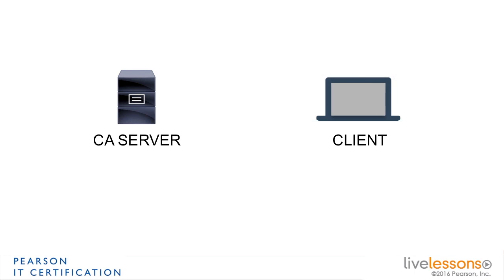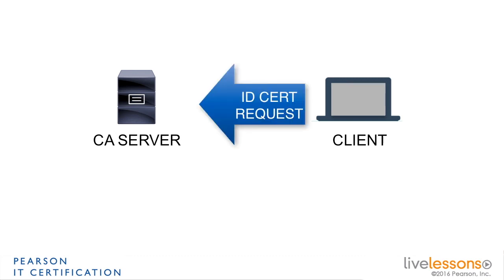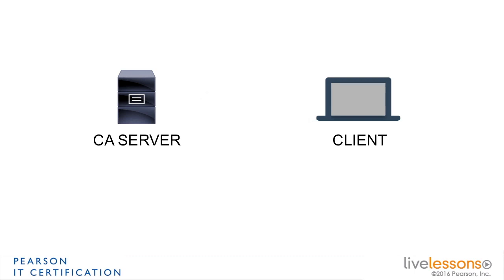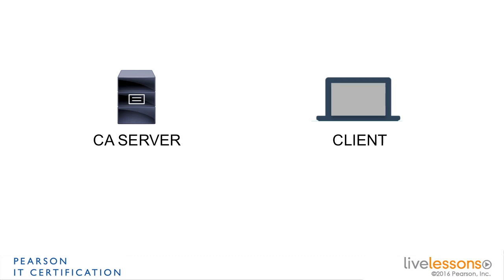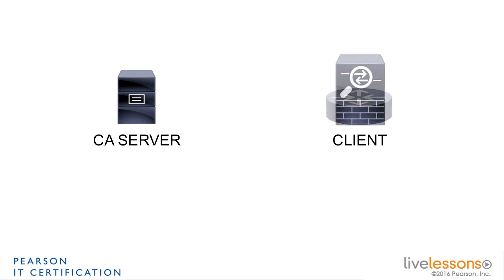An identity certificate could be for a device, or it can be for a person. Once you make this request, the CA, or the CA server, can take all your information and generate an identity certificate for you, which includes your public key, and then send these certificates back to you. The client doesn't have to be an end-host machine or a specific user. It can also be a router or an infrastructure device. And it can also be firewalls like the Cisco ASA.